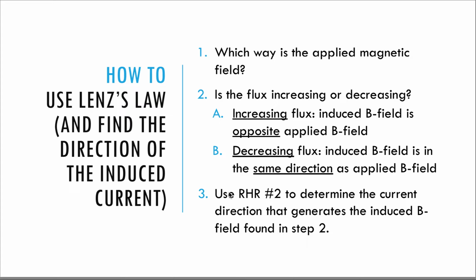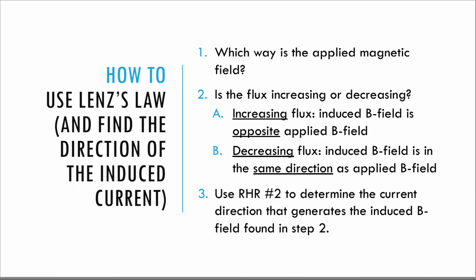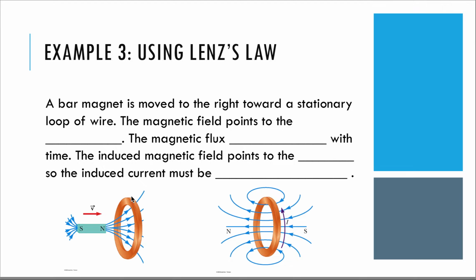I know that is a lot to take in. Let's go ahead and do an example. So we have a bar magnet that is moved to the right toward a stationary loop of wire. The first step is to find out which way the applied magnetic field points. Well, you can see the magnetic field always points away from the North Pole and towards the South Pole. So at the location of the loop, that magnetic field is pointing to the right. That's step number 1. Which way is that field?